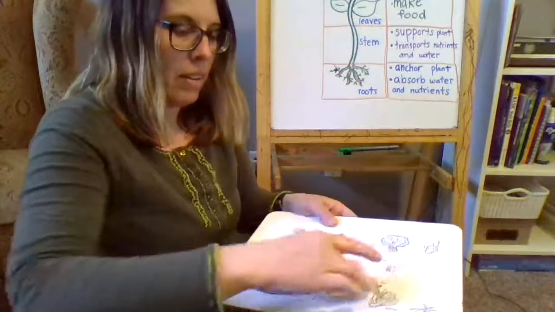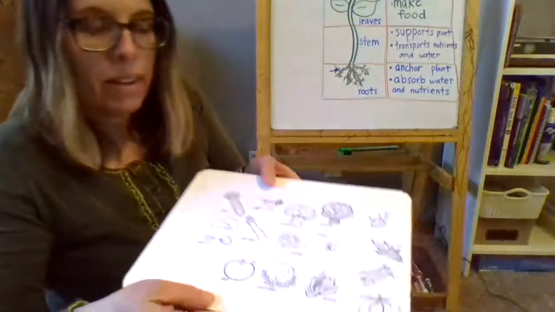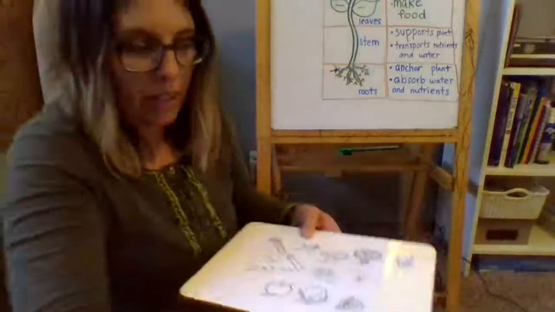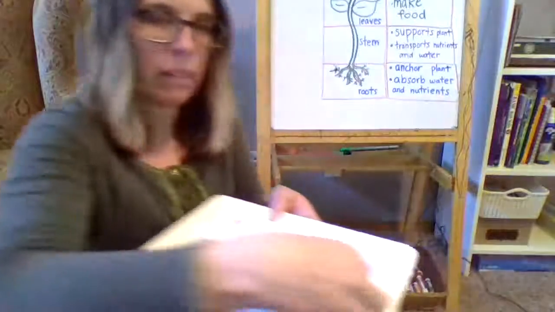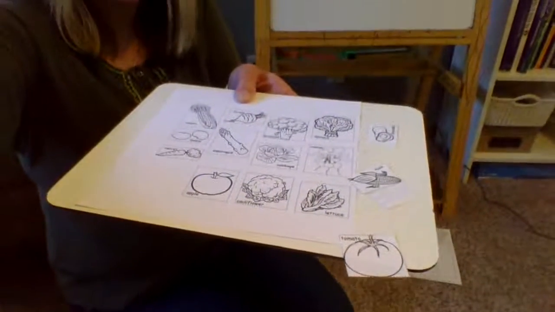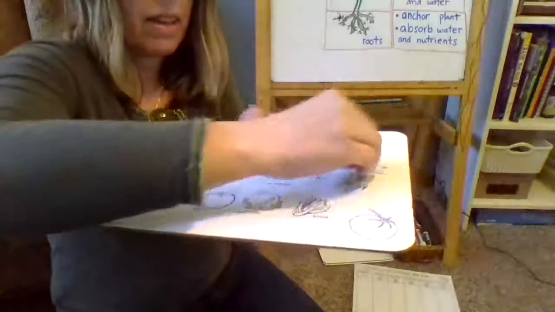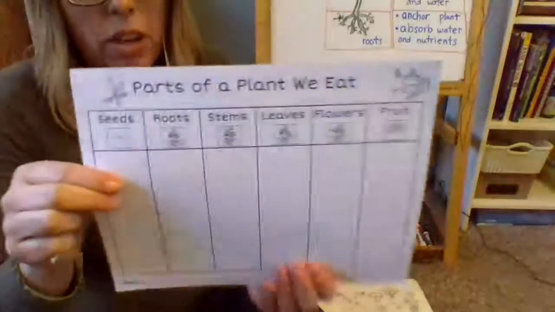Okay, so here's a few of mine that I've already gone ahead. Whoops, I've already cut out. Whoops, you can see they're flying all over the place, landing on my dog Willow sleeping here. Okay, so you're going to cut these pictures out. You can see how I cut out some. And then you're going to place them where they would go on this chart.